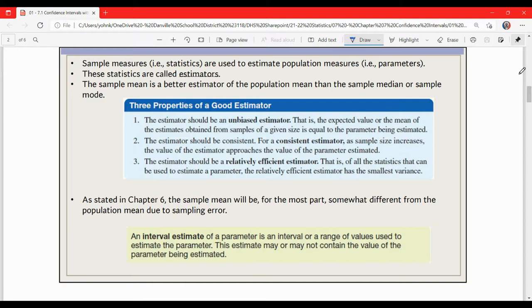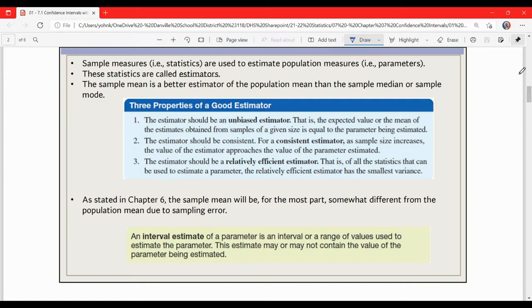Two, the estimator should be consistent. For a consistent estimator, as sample size increases, the value of the estimator approaches the value of the parameter being estimated. So basically, if we're using a sample mean to estimate the population mean, then as the sample size increases, our sample mean will get closer to our population mean. And three, the estimator should be a relatively efficient estimator, meaning that it can be used to estimate a parameter and it has the smallest variance possible.